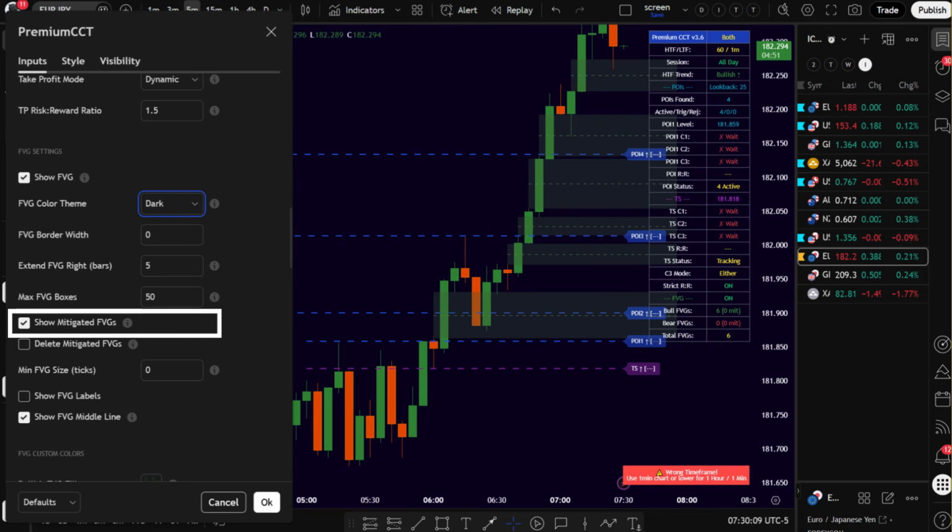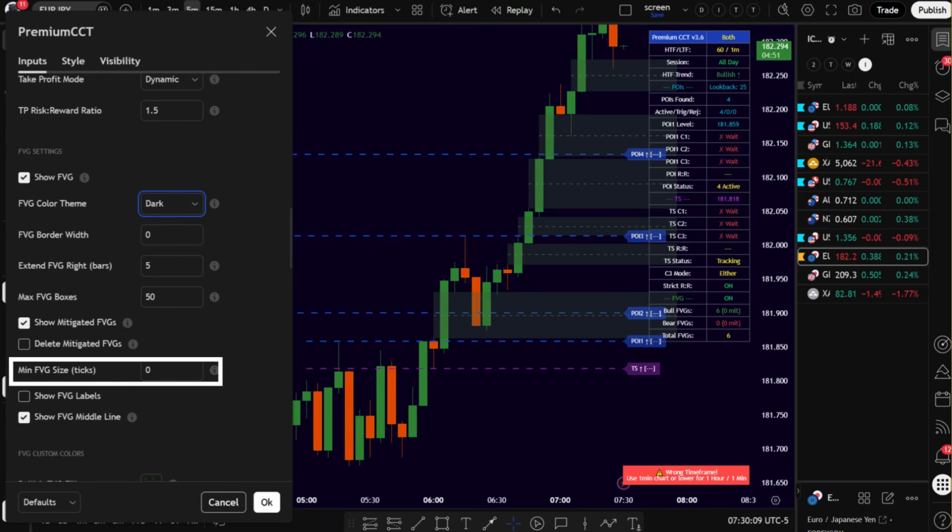You can choose to show mitigated FVGs, which keeps them visible even after price has closed through them. Or you can choose to delete mitigated FVGs, which removes them from the chart once they're closed through. There's also a minimum FVG size filter measured in ticks, so you can filter out gaps that are too small to be useful. You can optionally show FVG labels, which add text like FVG up arrow or FVG down arrow to each gap.